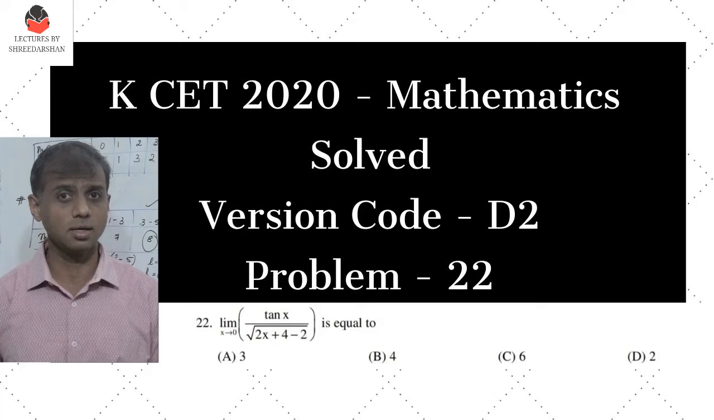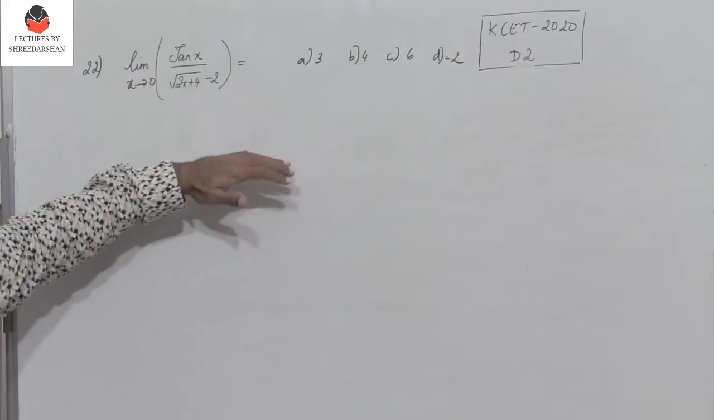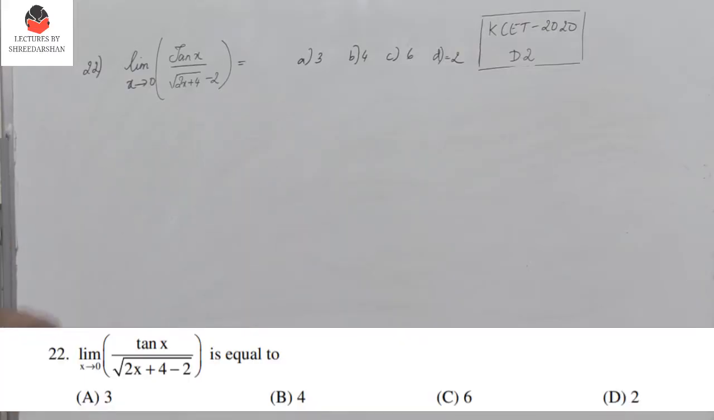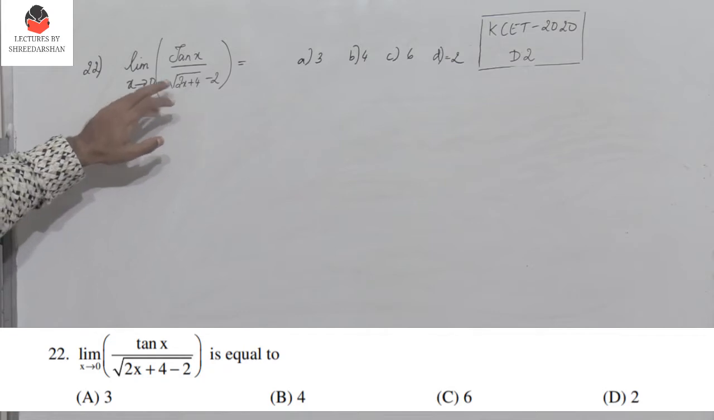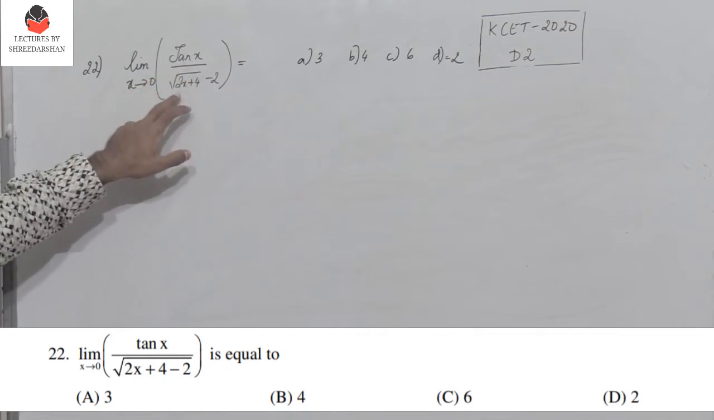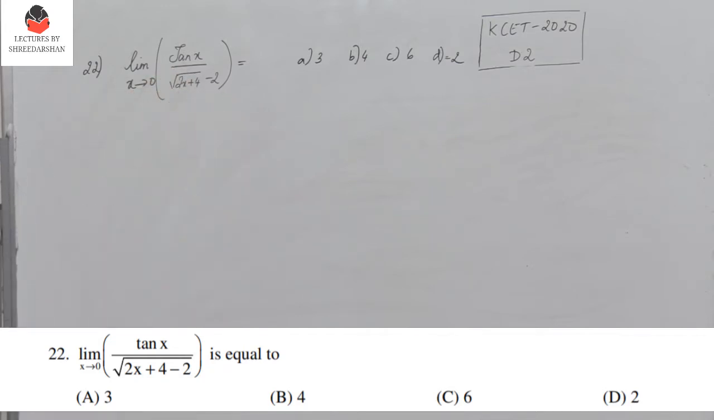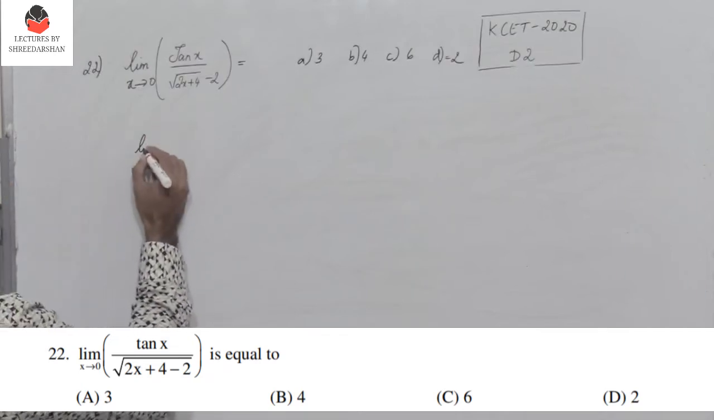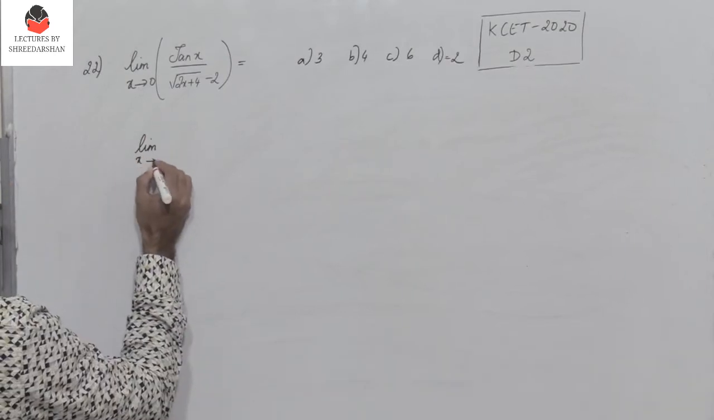So problem 22, this is again a simple problem which has been given in KCET 2020. So we need to find the limit of x tending to 0 of tan x divided by root of 2x plus 4 minus 2. So using L'Hospital's rule, let me find the differentiation of the numerator and the denominator.